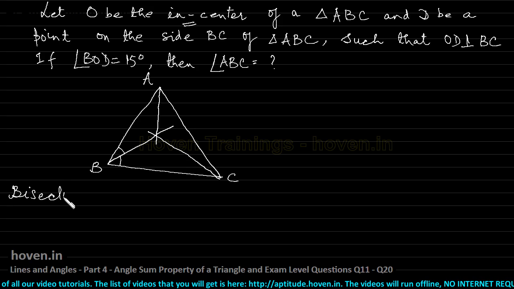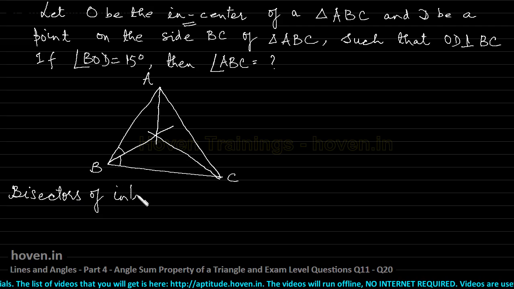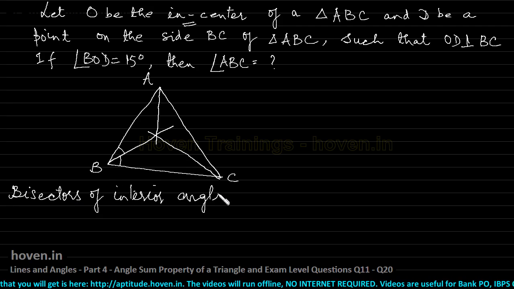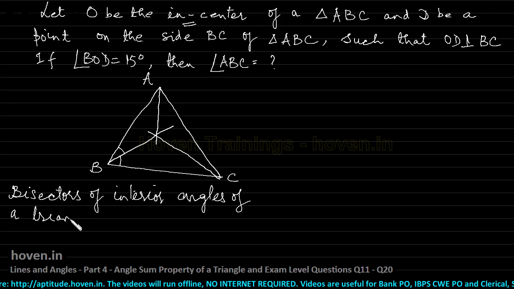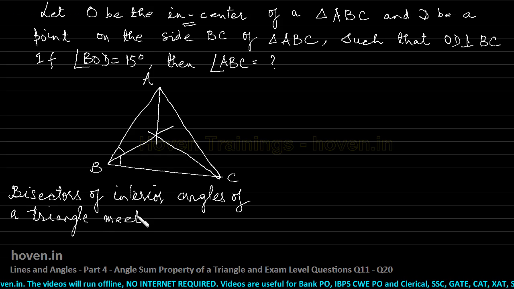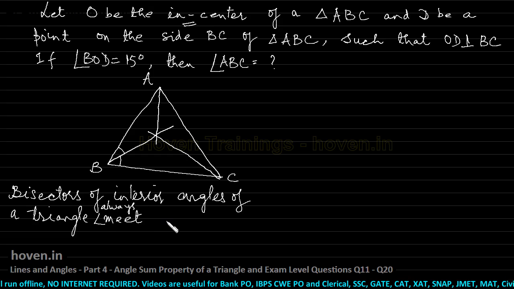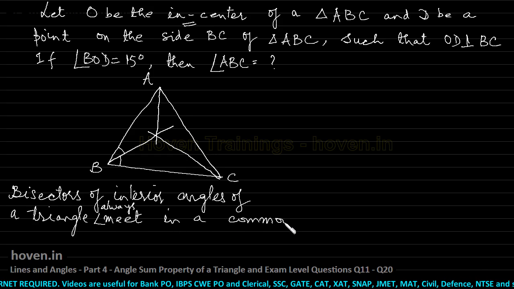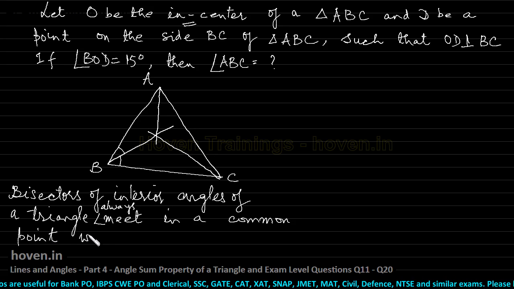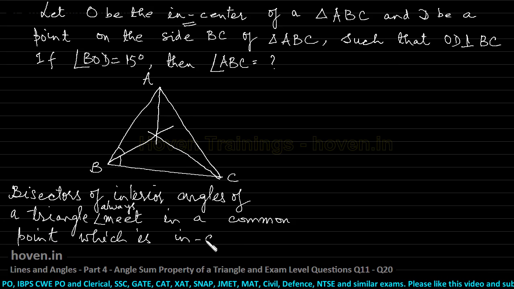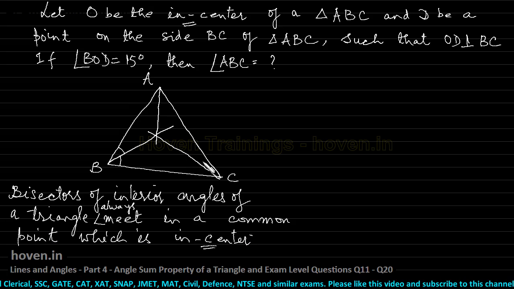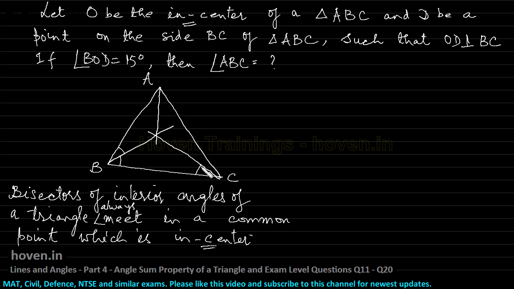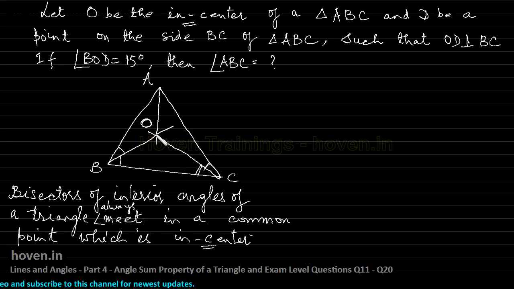So let me write: bisectors of interior angles of a triangle always meet in a common point, which is called the in-center. This is the definition of in-center. So if this is one bisector, this is the second, this is the third. This bisects angle C, I'll draw two arcs, so this helps me know that these two angles are equal. And he has said, let O be the in-center. Therefore, this point is O.